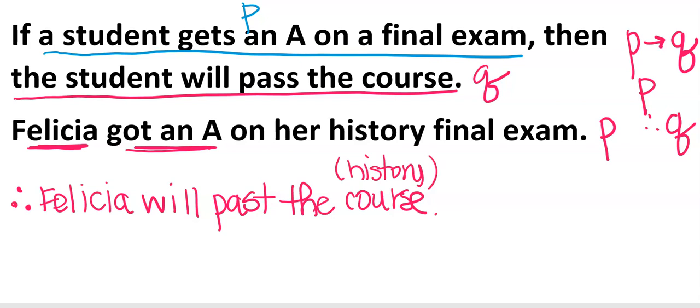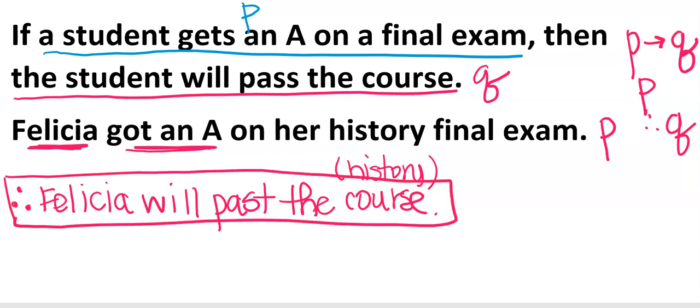Okay, so you need the statement that I put right here. Don't put in a lot of extra words than are already there. Just go with whatever it says. Since the Q part was talking about passing the course, if you put course there, it's okay. If you put history there, it's okay. Each one is talking about the same thing.